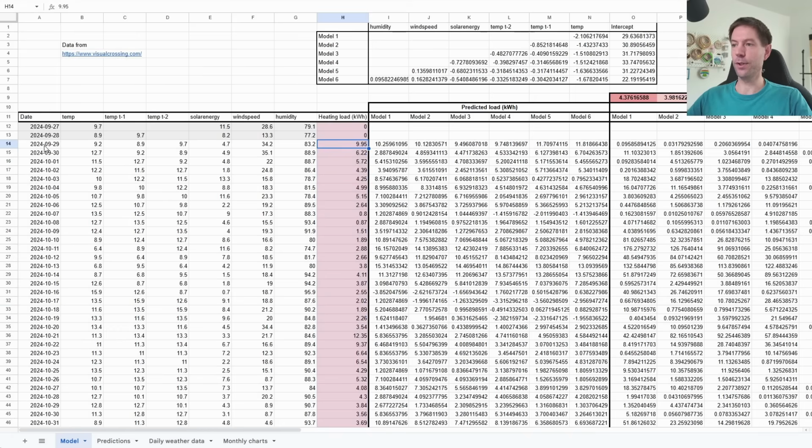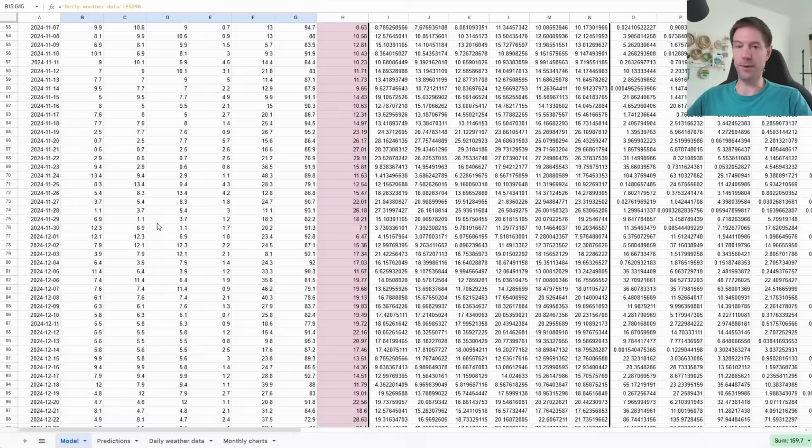So you can see on the 29th of September, we used 9.95 kilowatt hours of electrical energy to heat our house using our air-to-air heat pump system. And then I've pulled in some of the metrics that I think are important, and I've used those to build what's called a multivariate regression model to try and get a best fit for how much heating we would require based on these particular metrics over this whole heating period.